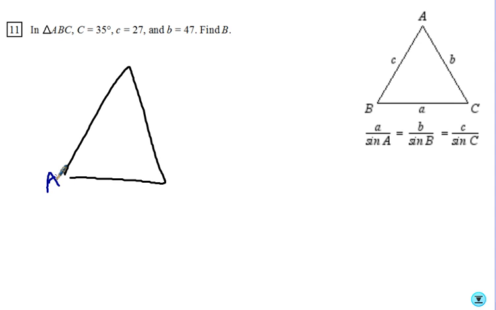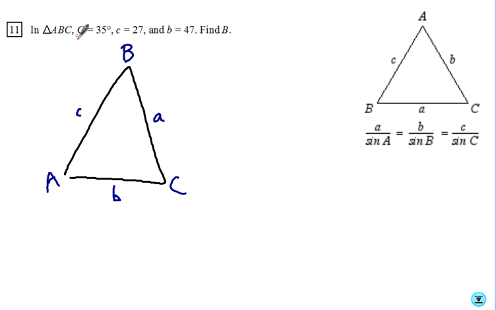Again, as far as labeling, it doesn't matter, A, B, and C. Just remember that capital letters represent angles, lowercase represent sides. So if this is big A down here, meaning angle A, then that would be little a. If this is big B, that means that's little b, and big C, that means that's little c. And then let's just go label everything.